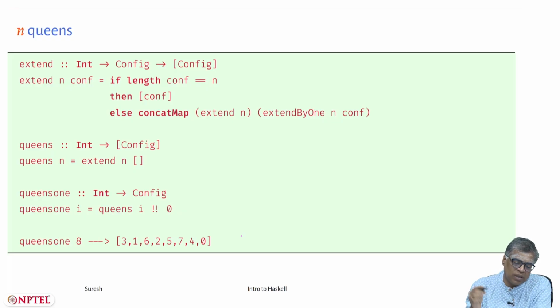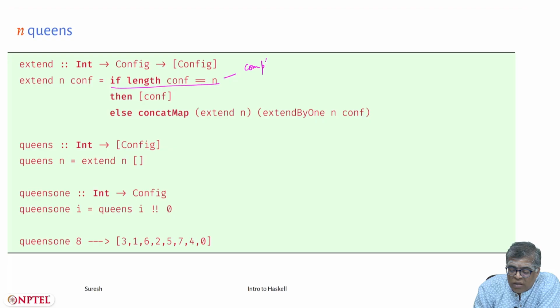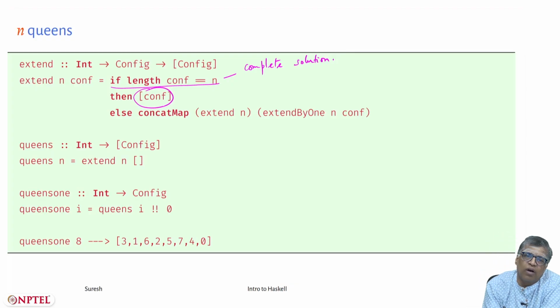Now comes the thing. I now have a given configuration and I want to find out all ways in which I can extend this configuration. So firstly, I will say if my configuration is already of length n, this means it is a completed configuration, a complete solution. So all I need to do is provide a list of configurations. I will just provide a singleton list of a singleton list consisting of this configuration.